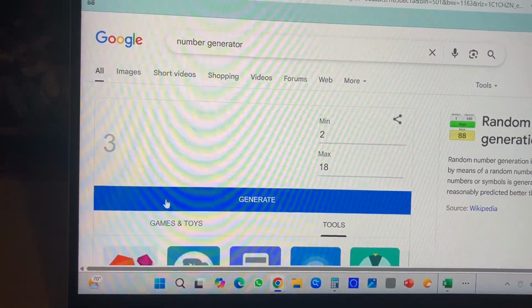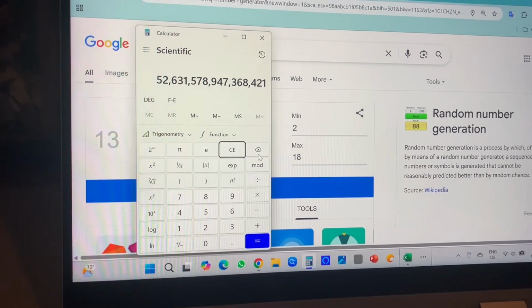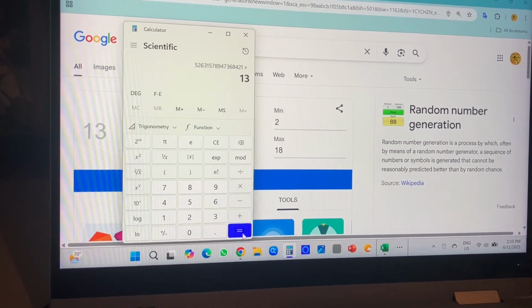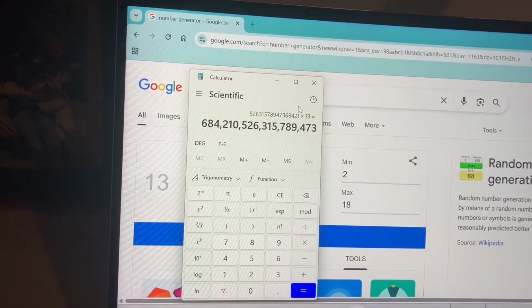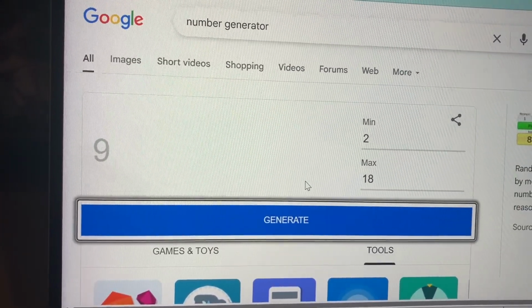Now the next number I get on my generator, 13. Times 13 is 684 quadrillion, 210 trillion, 526 billion, 315 million, 789,473. Now for a multiplication check, times 13. Heck yeah! Now for one more number, 9.